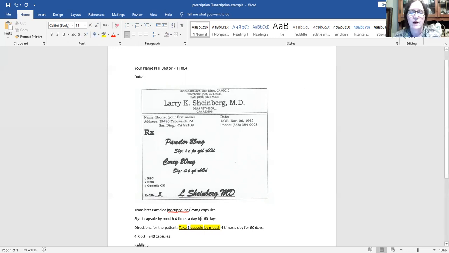1 capsule by mouth 4 times a day for 60 days, or 1 by mouth twice a day. And I need to make sure that we have all those other things on there as well. Okay, so go back, redo your transcription exercise.